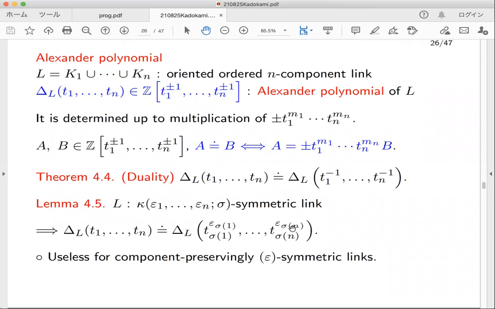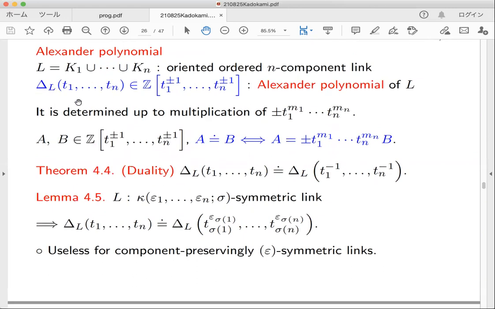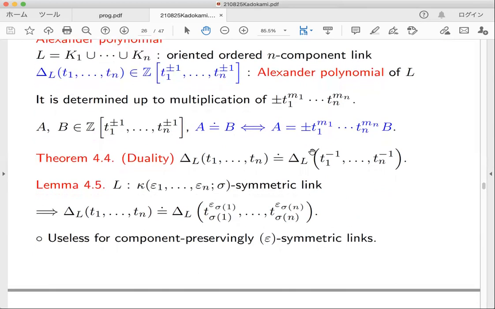About the Alexander polynomial, let L be an n-component oriented ordered link. Then this is the multivariable Alexander polynomial. This is determined up to multiplication of a trivial element. Then we denote like this: large A dot equal B implies this.